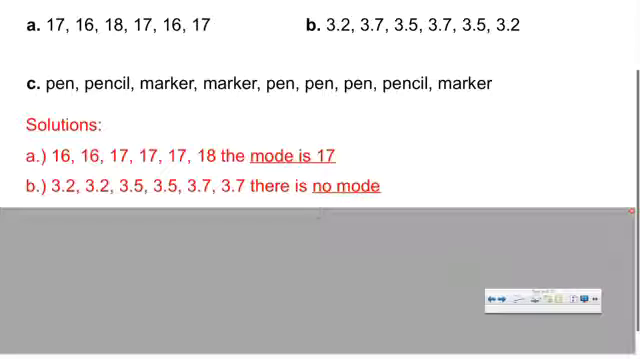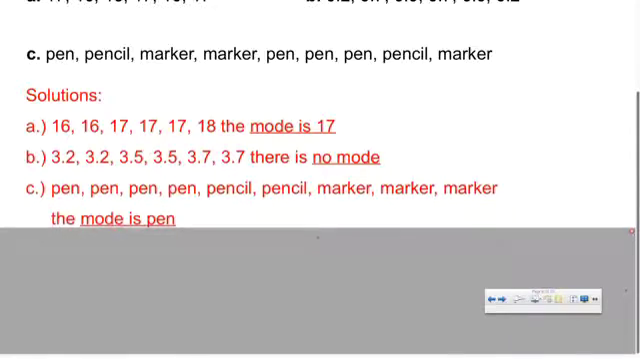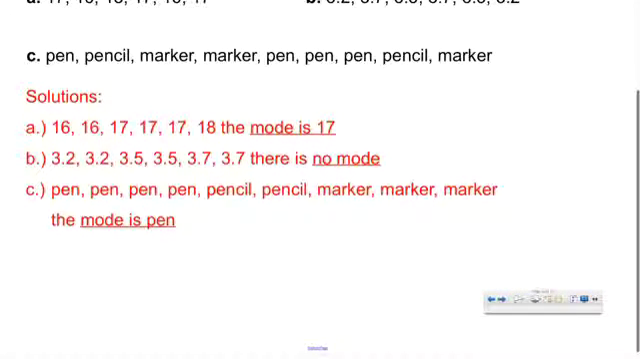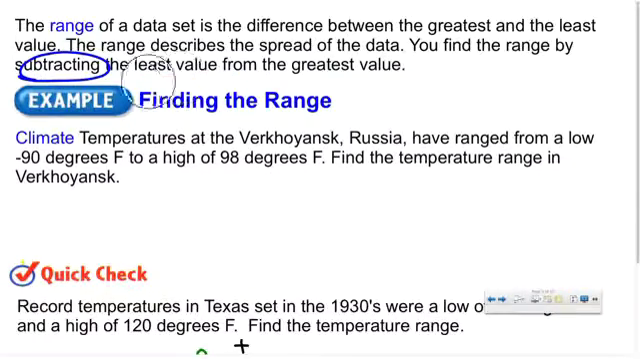And the last one, who's got the last one? That was a pretty easy one. What is it, Osmond? Pen, correct. Okay, we're almost done. Last thing I need to talk to you about, and let me go ahead and erase this. I meant to erase it, I apologize.